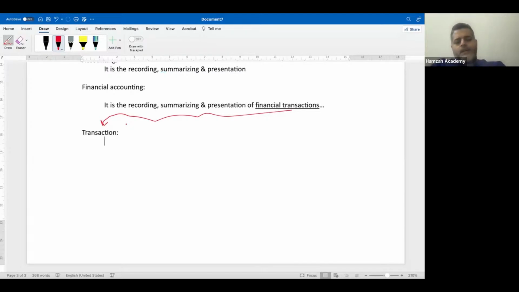Okay, let me help you. A transaction, I can say, is when property changes hand to hand or when exchange of interest occurs. When property changes hand to hand, when exchange of interest occurs, it's called a transaction. For example, I am speaking, you are listening. I'm giving the lecture, you are taking the lecture. I'm explaining, you are understanding. This is a transaction, right?